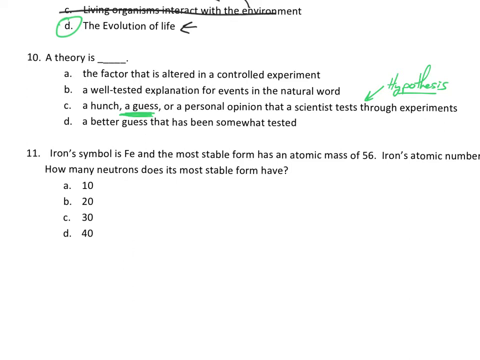I thought a hypothesis was an if-then statement. I didn't hear you say if or then. But this says a hunch or a guess, a personal opinion that a scientist tests. So something you're testing is a hypothesis. You're right. We write a hypothesis as an if-then statement. So that's good that you know that. But that's not what I'm saying here. I didn't write this as an if-then statement because this is not a hypothesis. This is defining or describing a hypothesis, right?